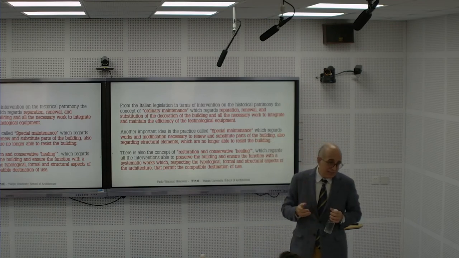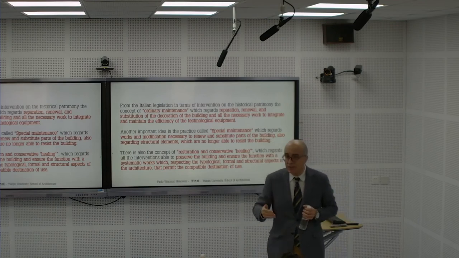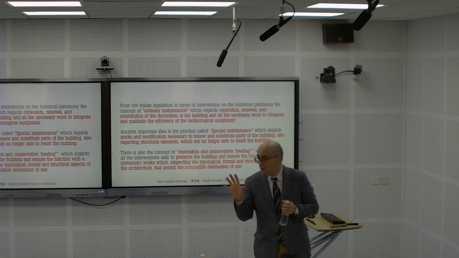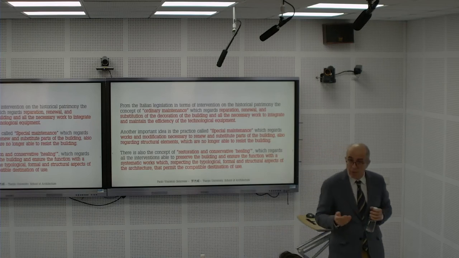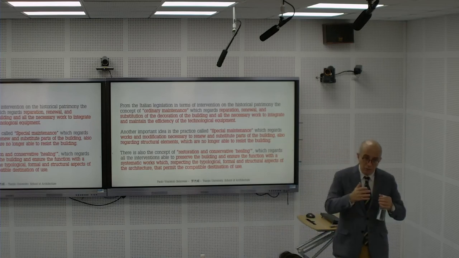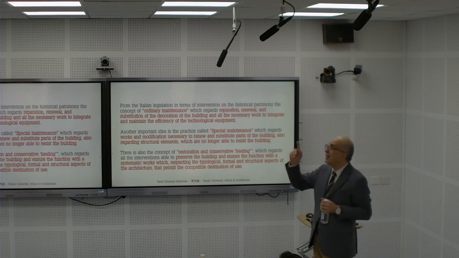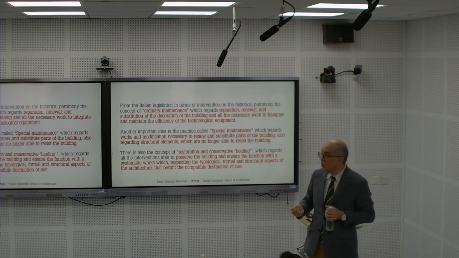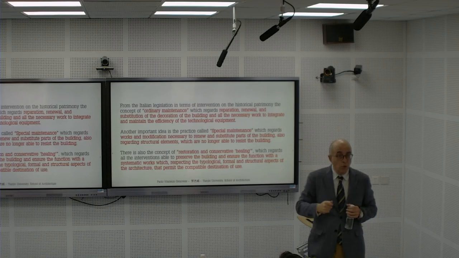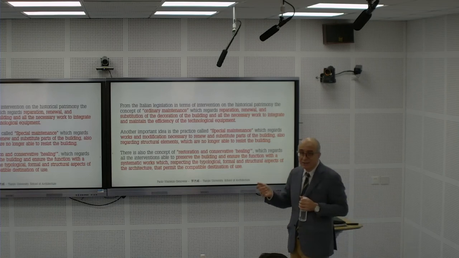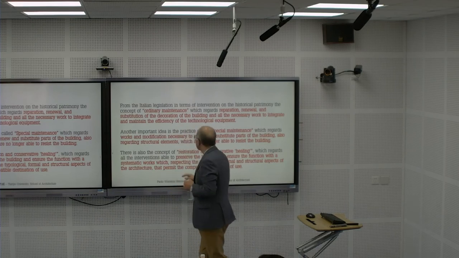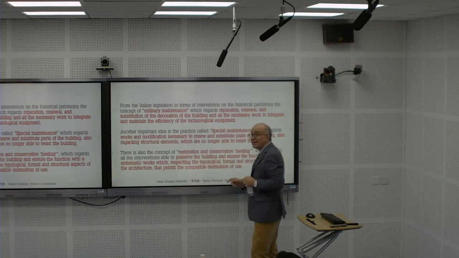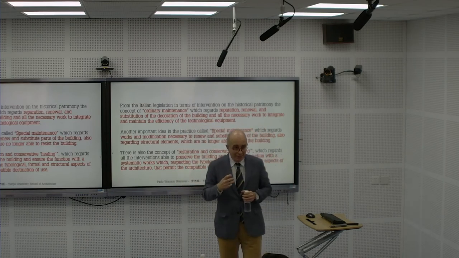Ordinary maintenance means that you must repair, day by day, the functionality and the quality of a building. Okay? One glass is broken and you repair it. You must repaint the walls, you must clean the dust, and so on. This is ordinary maintenance. Special maintenance is something radical.